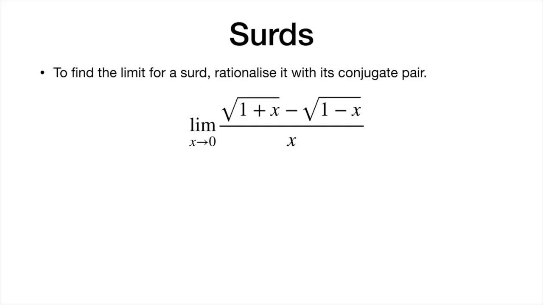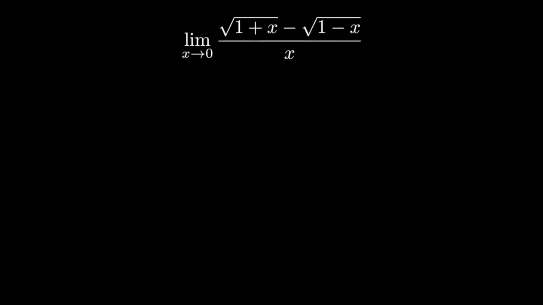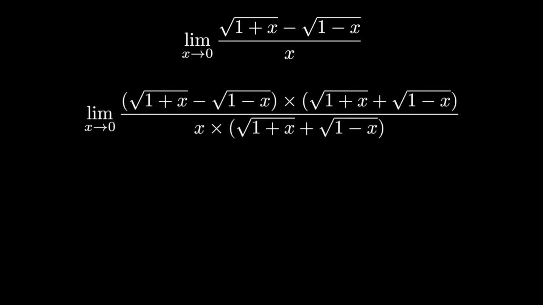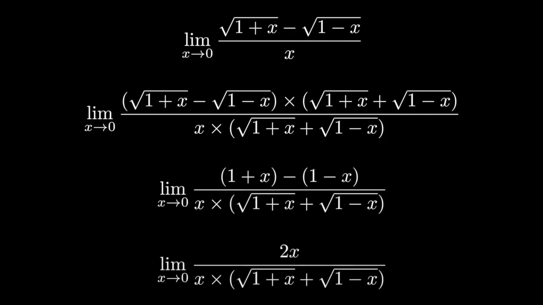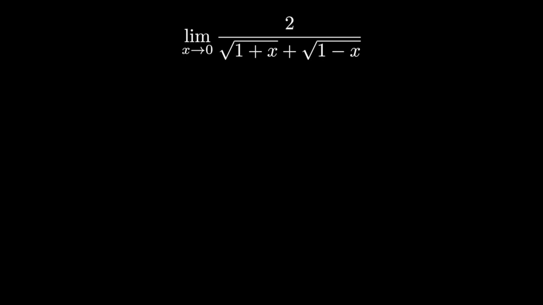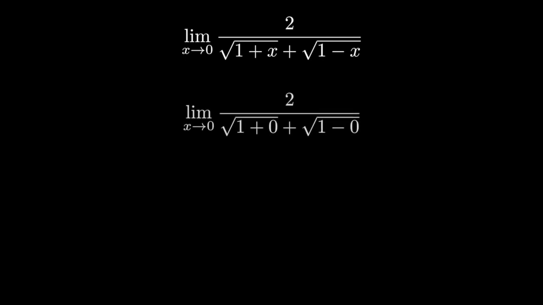To find the limit of a surd, rationalize it with its conjugate pair. Let's take the function square root of 1 plus x minus square root of 1 minus x divided by x. By multiplying the numerator and denominator by the conjugate pair of the numerator, we eventually get the simplified expression to be 1. And the limit of 1 as x tends to 0 is 1. Therefore, the limit of the function is equal to 1.